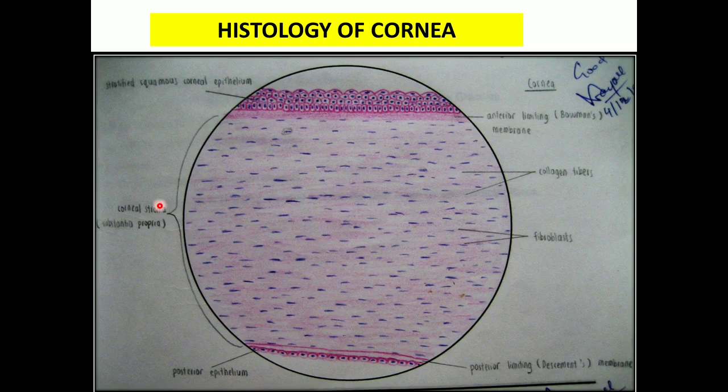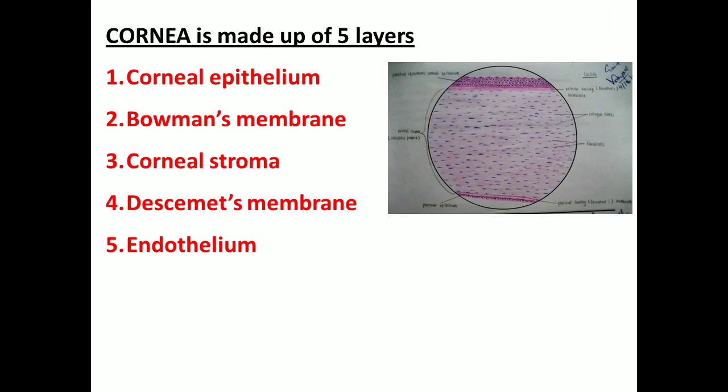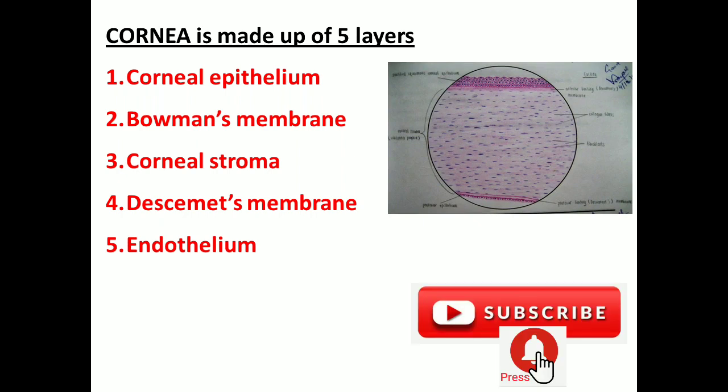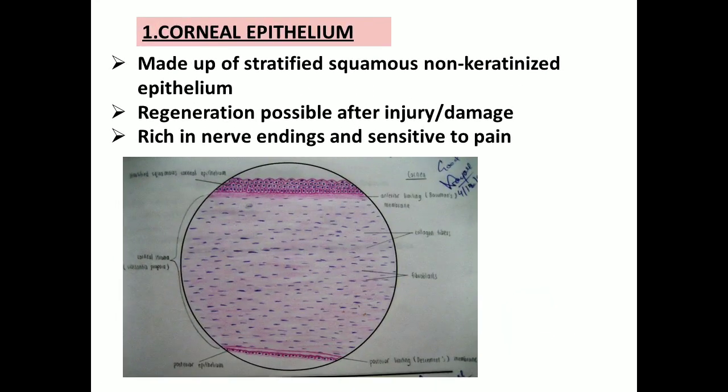Let us learn the histological features of the cornea. Histologically, the cornea is made up of 5 layers, and all these 5 layers are clearly visible in this picture. Let us name these 5 layers: corneal epithelium, Bowman's membrane, corneal stroma, Descemet's membrane, and endothelium. In histology, we are learning the details of all layers. The first layer is the corneal epithelium. This layer is made up of stratified squamous non-keratinized epithelium.